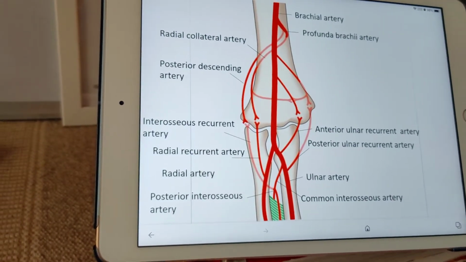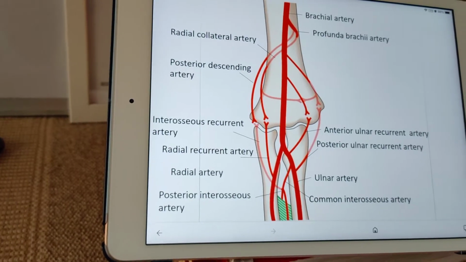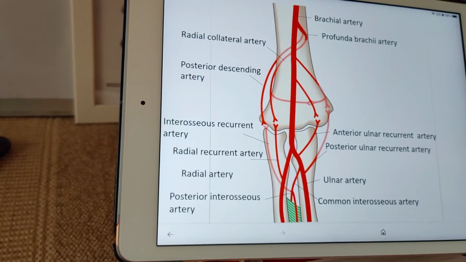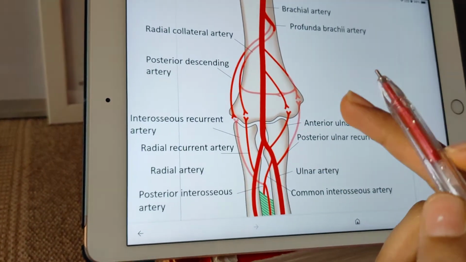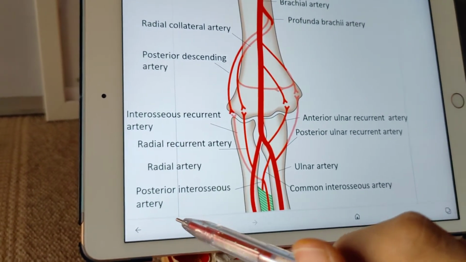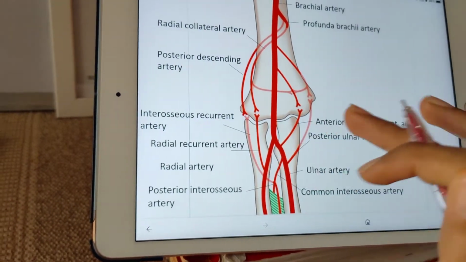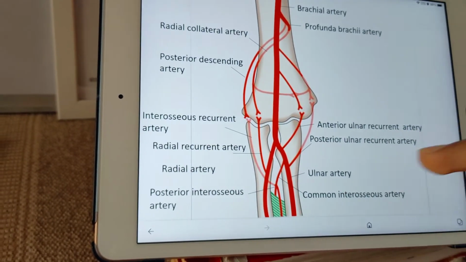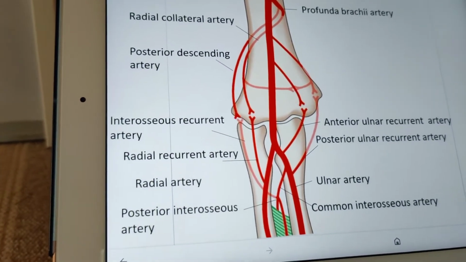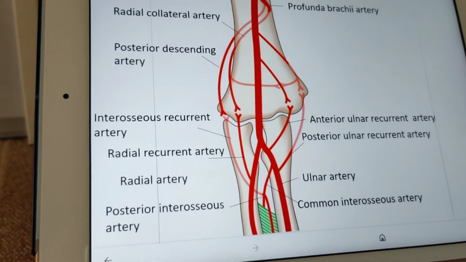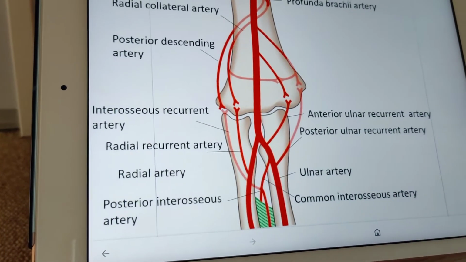Before piercing the lateral intermuscular septum, it divides into anterior and posterior descending branches, which take part in anastomosis around the elbow joint. So just remember, just before piercing the lateral intermuscular septum, it mainly divides into anterior and posterior descending branches.